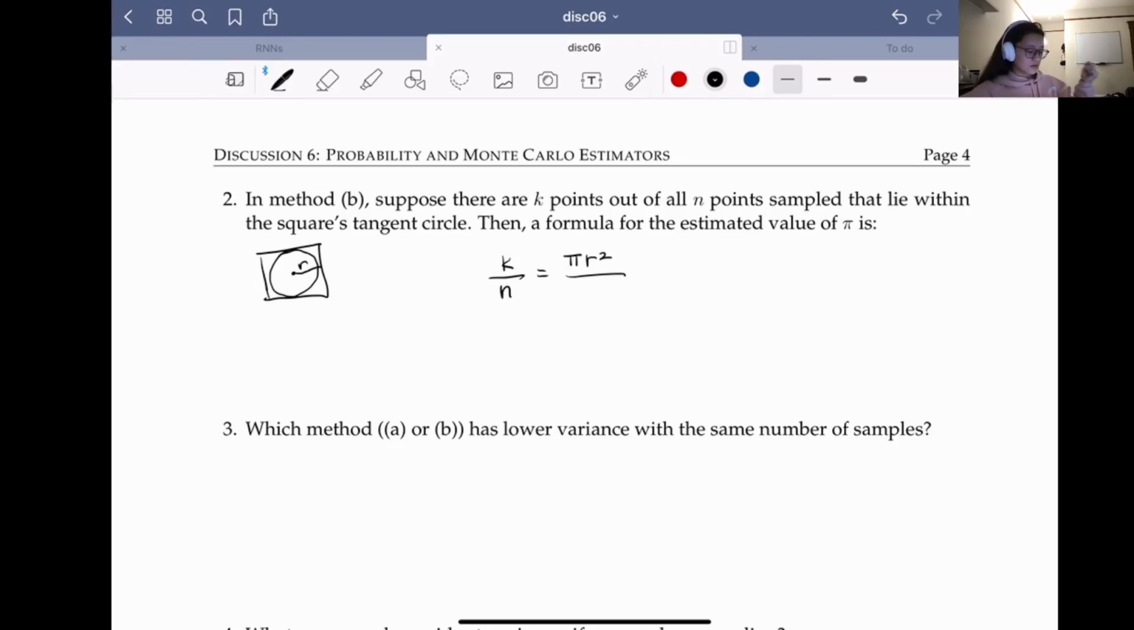So what's the area of our square? Well, each side here should be 2r, so this should just be 4r squared. Alright, and then again, we just simplify, and we end up with this formula for pi.